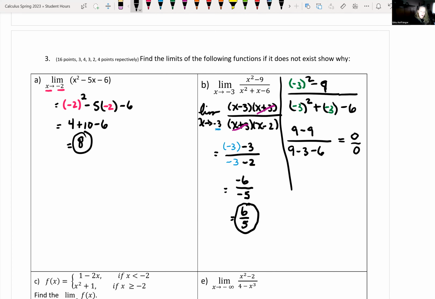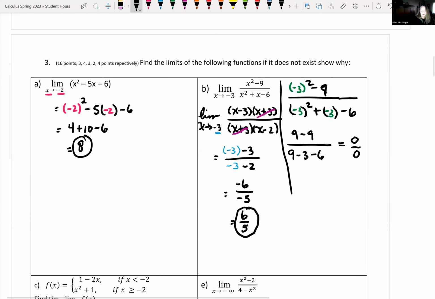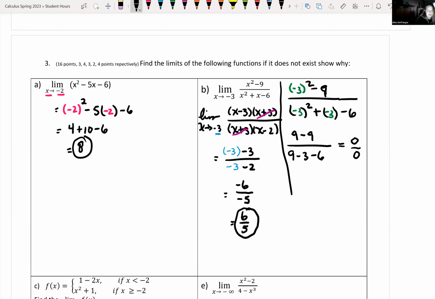Moving to part C. And so notice here that our question 3 is 16 points. If you're grading in my class, then that first part A is 3 points. This 4 is telling me part B is 4 points. C is going to be 3 points. D will be 2 points. And E will be 4 points.